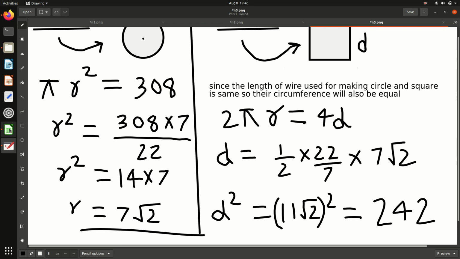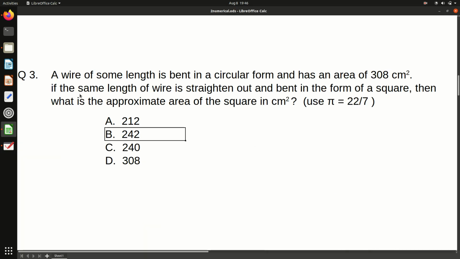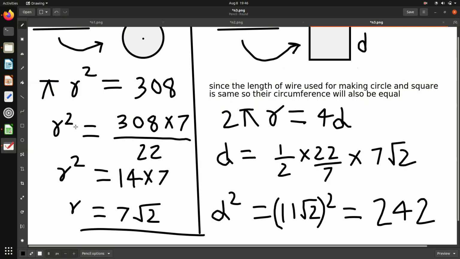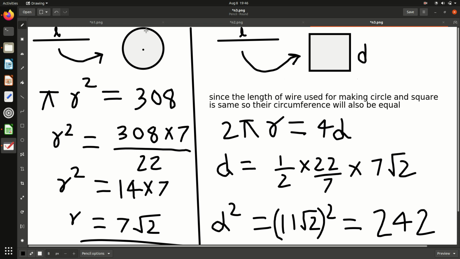Okay, now what to do? Now it is saying that if the same length of wire is straightened out and bent in the form of a square. Now it is saying that same wire, this circle, was again made straight, and from this wire of the same length it is made in the form of a square. So the length is the same, here also it was L, here also it is L, and now from this length a new square has been created.